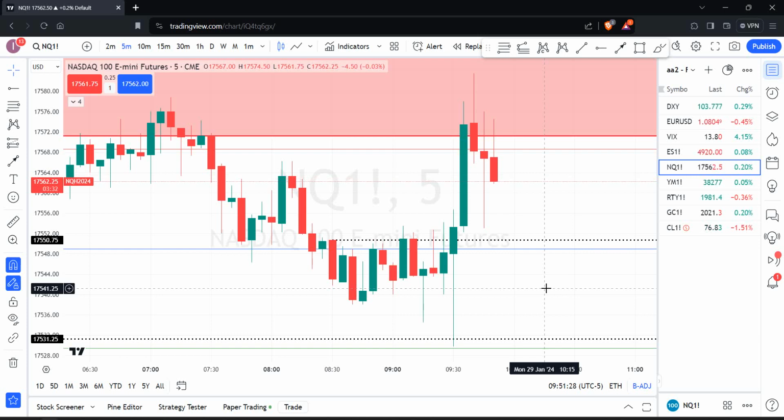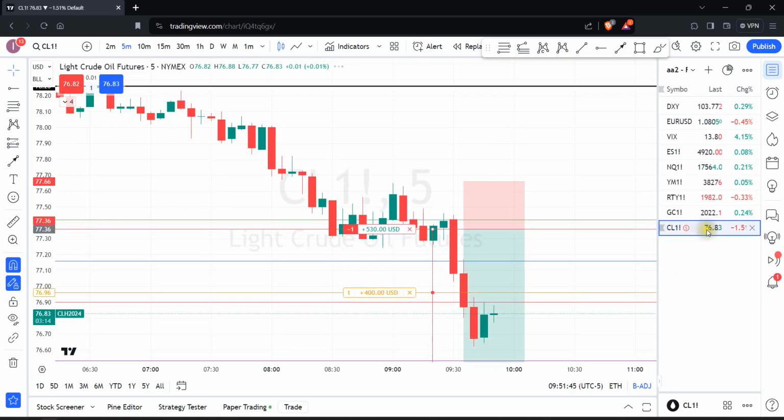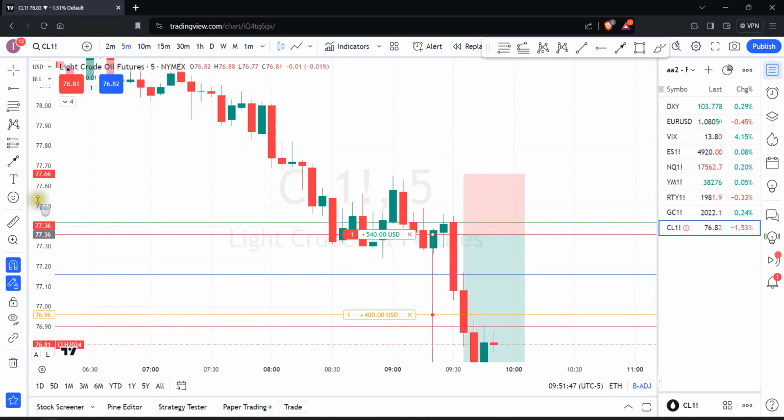The only thing coming up tomorrow is the JOLTS job openings report, which can shake markets a little bit. And then we have the interest rate decision by the Fed on Wednesday. We have NFP, non-farm payrolls, on Friday. So today, there isn't really much to do. So let's take a look at oil again.